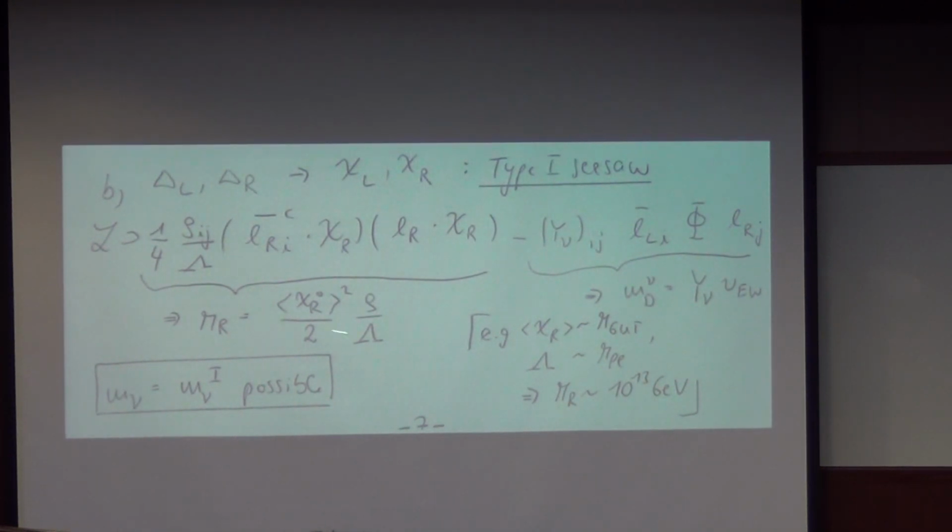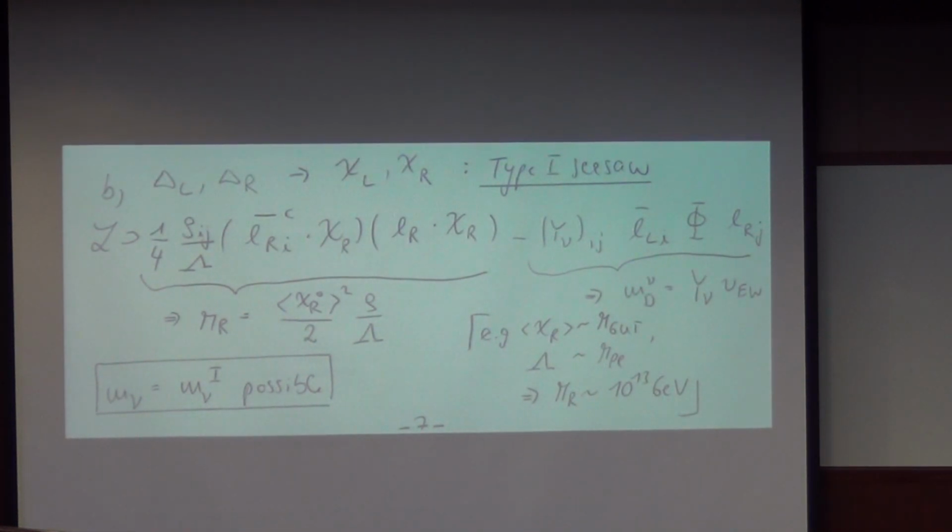So for instance, if you just play around a bit with the numbers, if you include here the grand unification scale, and this Lambda here is the Planck scale, then this mass here will be the GUT scale squared divided by the Planck scale. It comes out to be about 10 to the 13 GeV. And this is also just right for the type 1 seesaw mechanism.